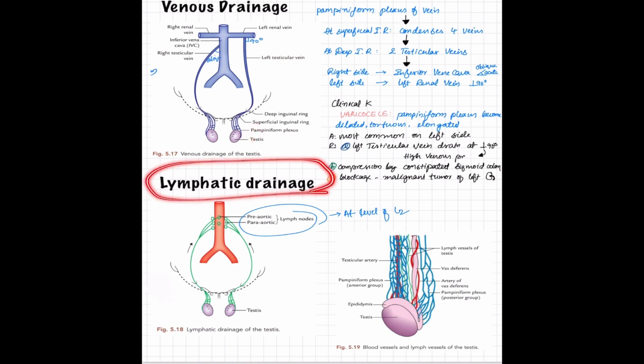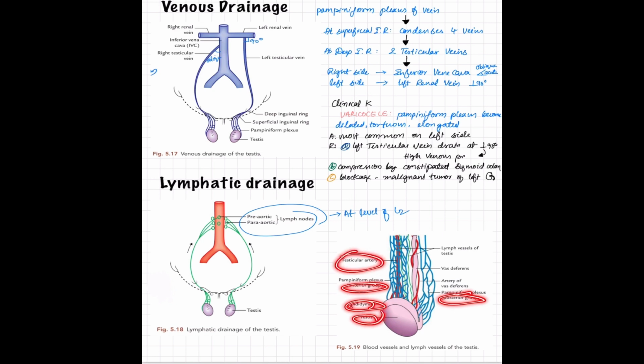Now let us go to lymphatic drainage. Lymphatic drainage is mostly into the pre- and para-aortic lymph nodes, along the testicular vessels. See here, these are the lymph vessels, this is the vas deferens, and this is the artery to the vas deferens. This is the pampiniform plexus, anterior groove, posterior groove, epididymis, testis, testicular vein.